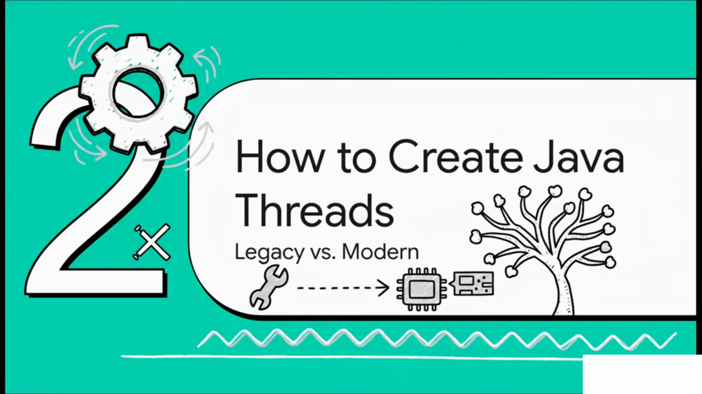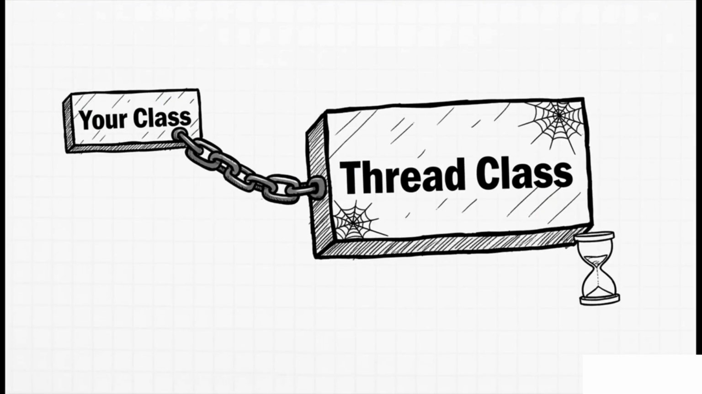Okay, enough theory. Let's get our hands dirty and look at some code. We know why we need threads, but how do we actually create one in Java? Turns out there's the old way, and then there's the much better modern way. The original method, the old school way, was to just make a new class that extends Java's Thread class. You'd stick all your code in the run method, create an object, and hit start. It's simple for sure, but it's also pretty rigid.